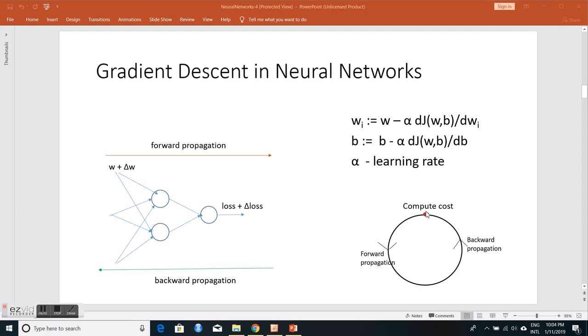So the neural network goes through a series of cycles where we do a forward propagation step, we compute the cost, and then we do a backward propagation, we compute the gradients, and then we adjust the weights and we compute the cost. Similarly, we do a forward propagation, compute the loss, we do a backward propagation where we compute the gradients, and then we change the weights correspondingly, and we do this iteratively.